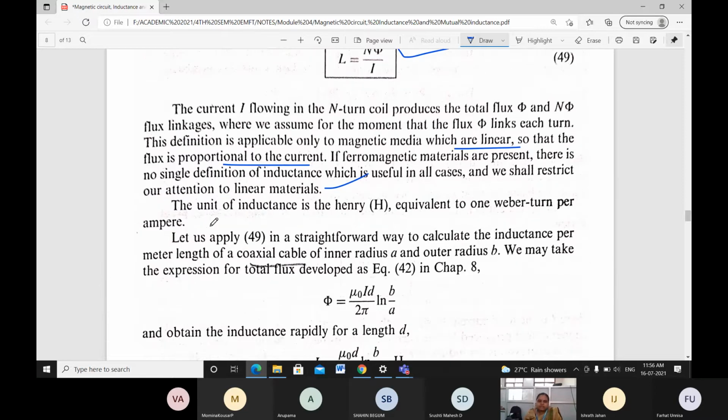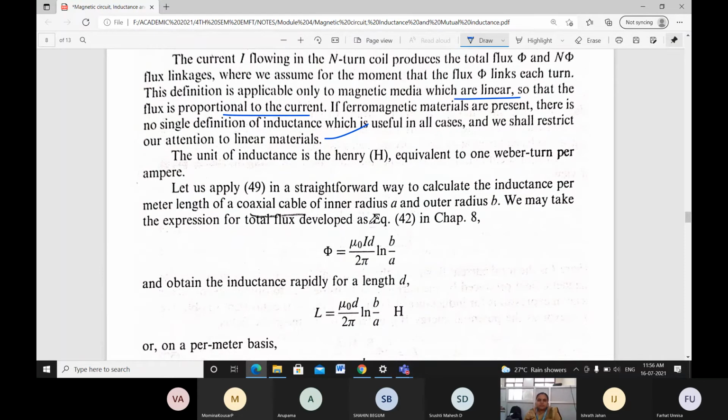Then the unit of inductance is what? If I ask, you will say Henry, right? The Henry is equivalent to Weber turns per ampere. Then what are we going for?